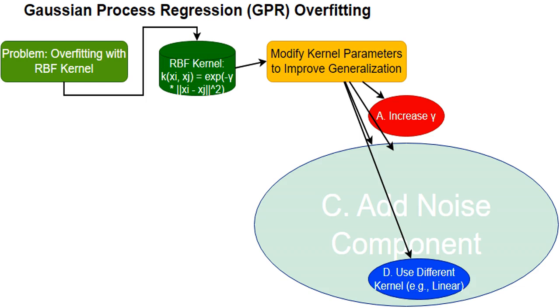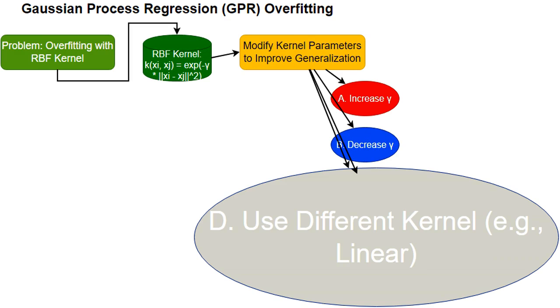Adding a noise term explicitly accounts for random fluctuations in the data. This prevents the model from getting bogged down in noise, improving its ability to learn the underlying patterns. It's like acknowledging that some imperfections are just part of the data. I would also consider this.